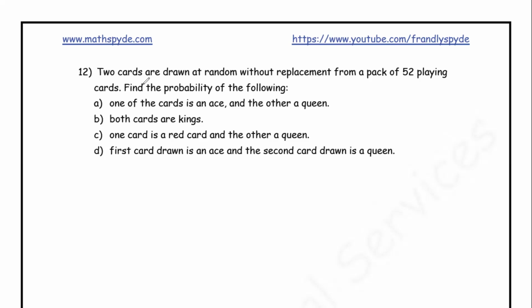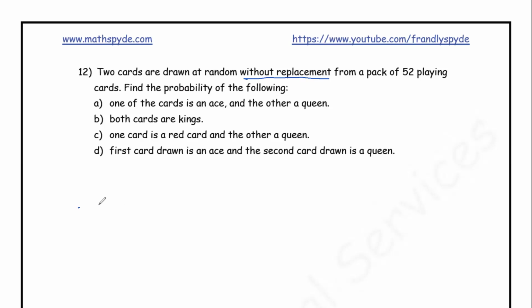So let's begin. Two cards are drawn at random without replacement. Without replacement means you're not putting them back, from a pack of 52 playing cards. Find the probability of the following. Those who do not know the 52 playing cards and their denominations, go to the Google website and find out. Probability that one of the cards is an ace and the other a queen.